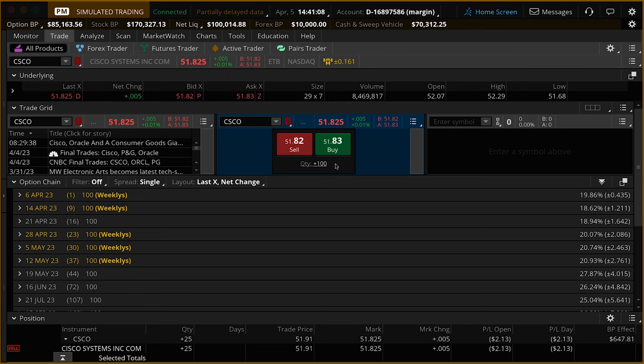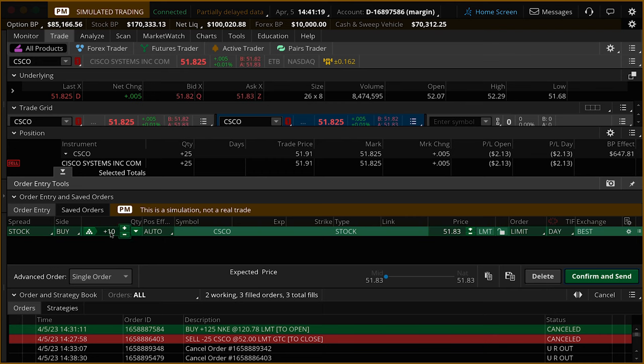This is also a great spot where you can change the default quantity of the orders you're going to trade. When you click on this, say you want to trade 10 shares at a time, just go ahead and type in 10, and now guess what? Every time I click on this buy order, we're going to get a 10-share stock order down at the bottom.